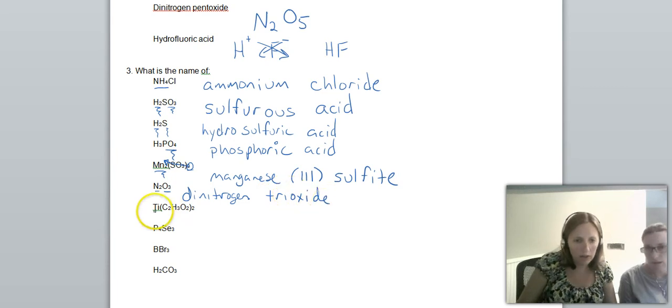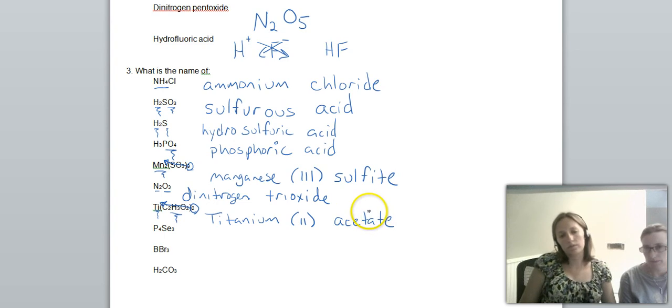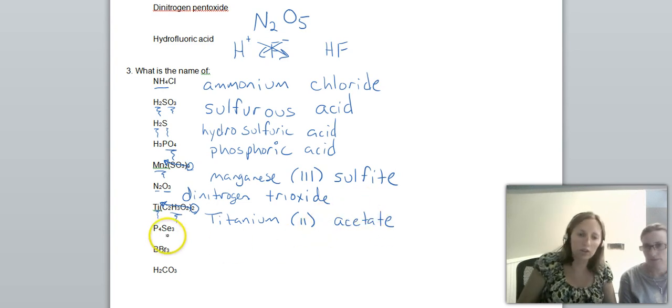Here we have Ti, which is titanium, which is a transition metal, so we need to point out that his charge was 2. How did you know it was 2? Because of this 2 that was up there. And then this funky dude, whose name is acetate, C2H3O2, is one of the polyatomic ions that you certainly know by now.